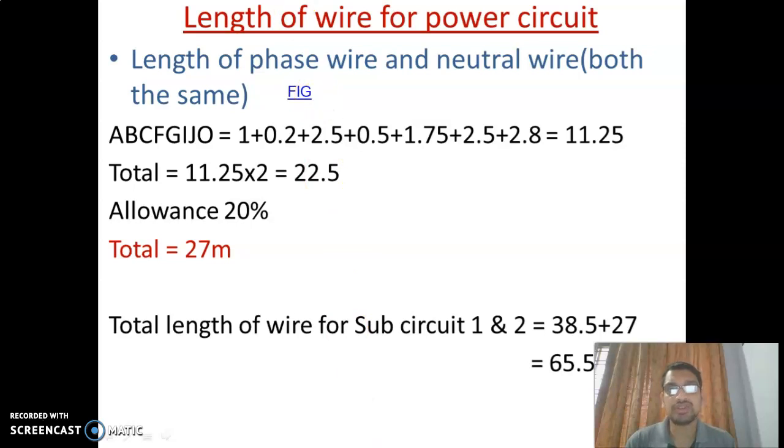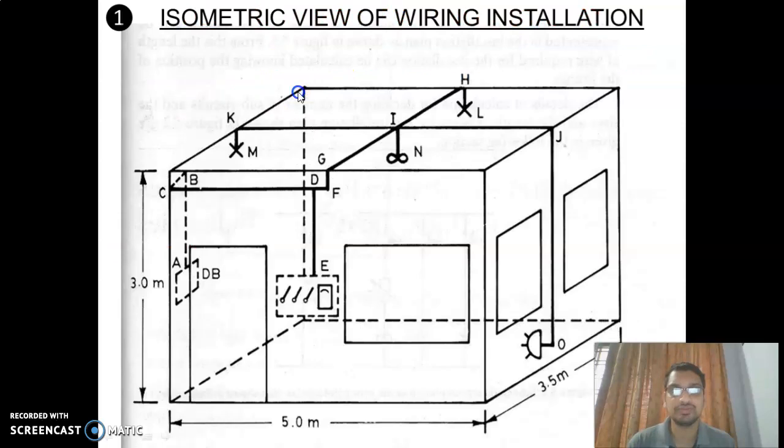Then the next is the calculation of length of wire in power circuit. Actually we have a single power circuit. Here the length of phase wire and neutral wire are the same, because both the phase and neutral wire originate from DB and go to the power plug. So we can calculate the length of phase wire from the figure. This is the figure, and both phase and neutral of the power circuit start from DB.